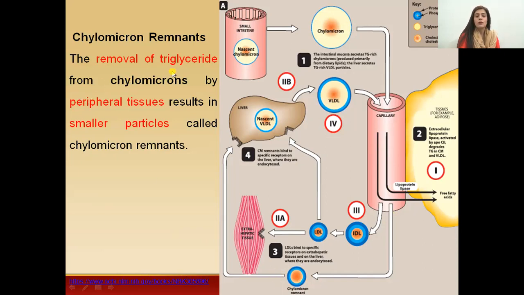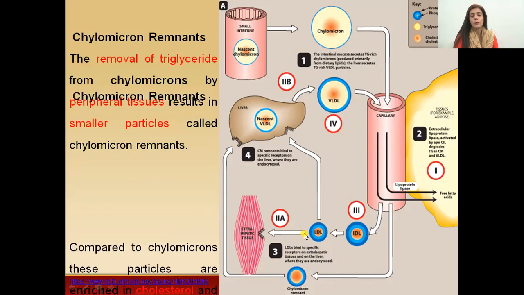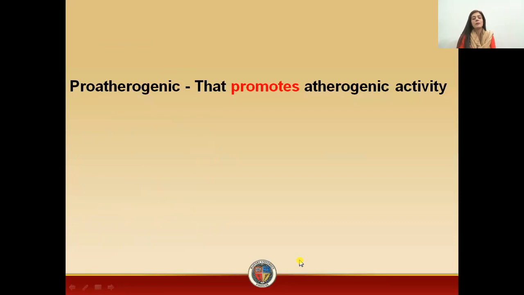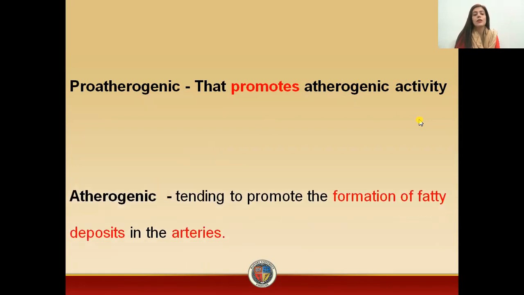So the removal of triglycerides from the chylomicron by these peripheral tissues will result in the formation of a smaller particle, and this smaller particle is actually the chylomicron remnant. Now, as compared to the chylomicron, this particle is enriched in this red-orange part, that is, it is enriched in cholesterol. It means the chylomicron remnant is pro-atherogenic. Now, what is pro-atherogenic? It means that it has the ability to promote atherogenic activity. And what is atherogenic? Atherogenic means it has the ability to promote the formation of fatty deposits in the arteries.